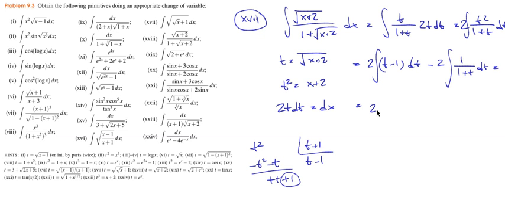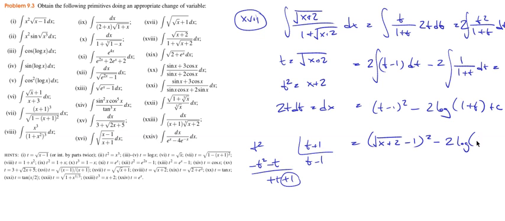And now this is 2 times t minus 1 squared divided by 2, or in other words, t minus 1 squared minus 2 the logarithm of 1 plus t plus c. Now, so this is the square root of x plus 2 minus 1 squared minus 2 times the logarithm of 1 plus the square root of x plus 2 plus c. Okay?